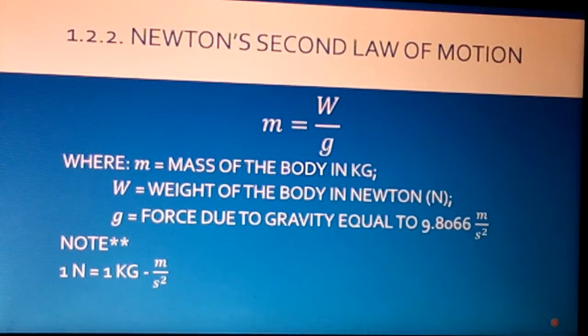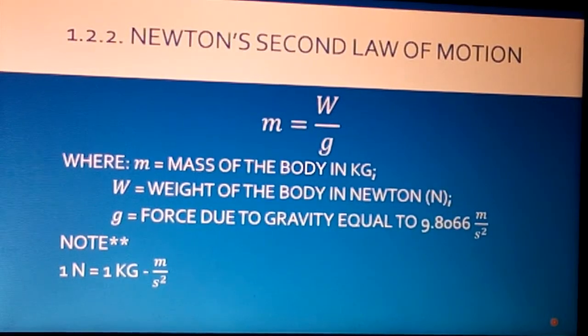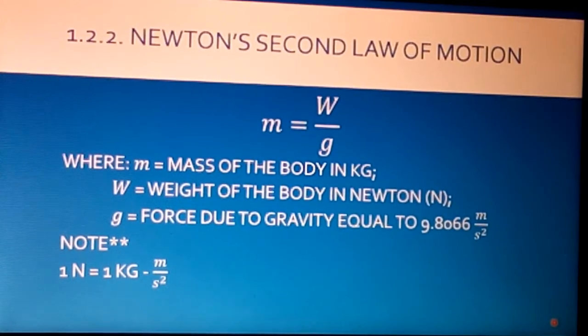Also, you can get the mass by using this formula: M = W/g, where M is the mass of the body in kilograms, W is the weight of the body in Newtons, and g is the acceleration due to gravity, equal to 9.8066 m/s². Take note that 1 Newton is equal to 1 kg·m/s².